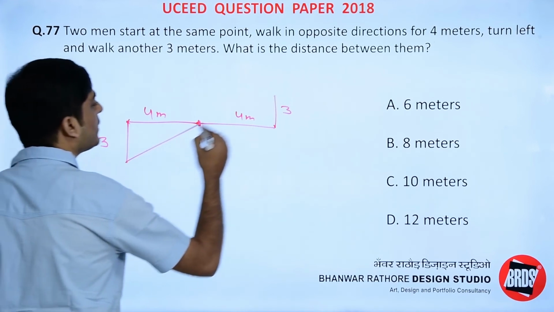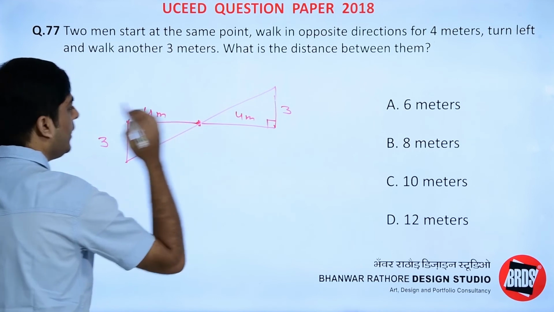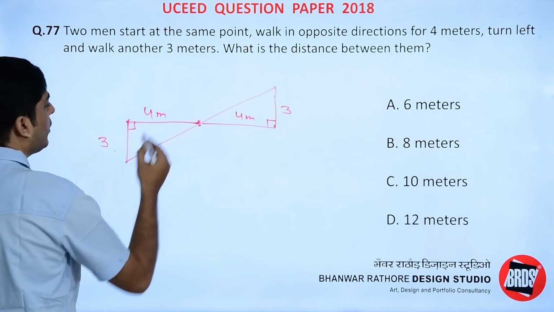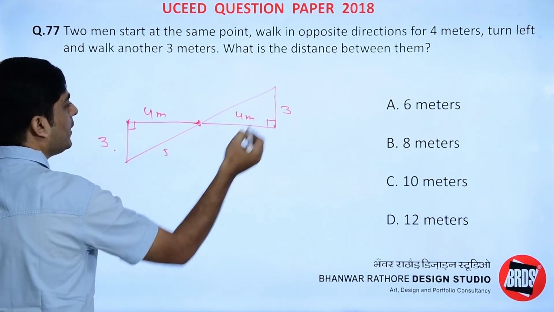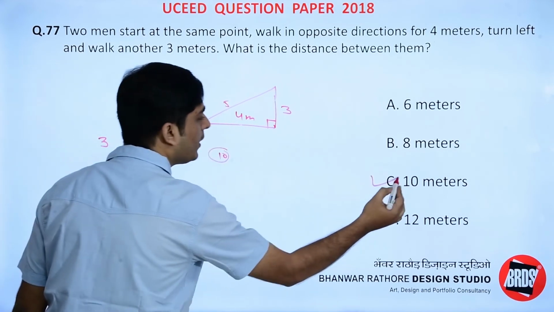So we have to identify this distance. As we know, directions are always at a 90-degree angle. So by using the Pythagoras theorem, we can say this would be 3, 4, 5. Again, this would be 3, 4, 5. So 5 plus 5, the answer would be 10. So option number C would be correct.